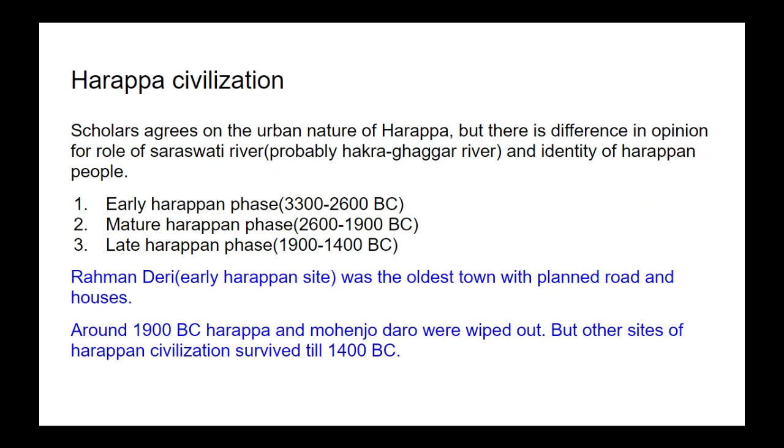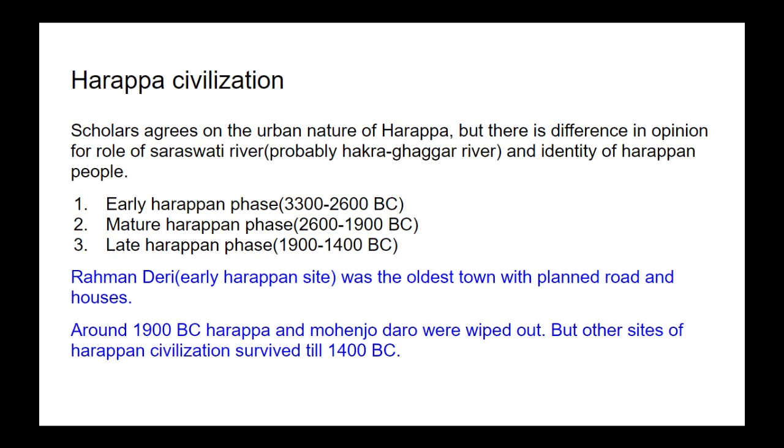So we found different sites, and at all sites we found urban nature. Scholars around the world agree on the urban nature of Harappa, but there is difference in opinion on the role of the Saraswati River. Saraswati was probably the Hakra Gaggar River in the Rajasthan area, and scholars also have different opinions regarding the identity of Harappan people.